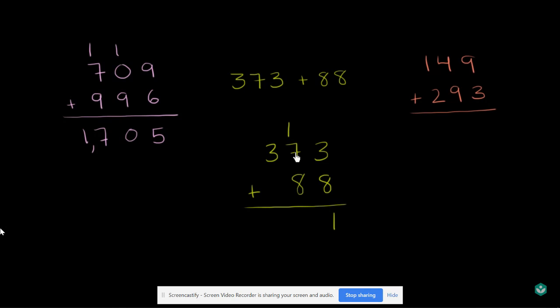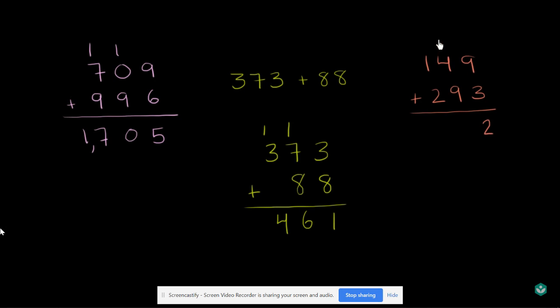1 plus 7 is 8. 8 plus 8 is 16. But this is actually 16 tens. So let me just write down the 16. What is 16 tens? Well, that's 160. So this 6 is the 60, and then I have 100. 1 plus 3 is 4, but these are actually hundreds, so it's 400. So we get 461. Now finally, 9 plus 3 is 12.